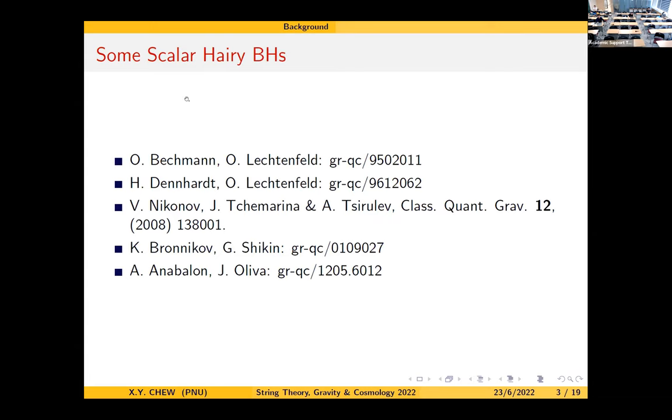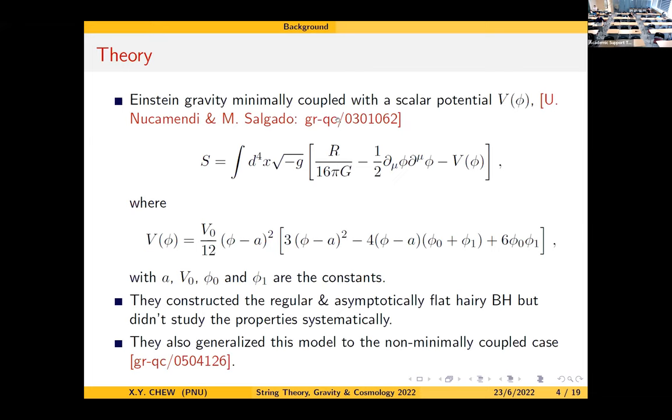And here are some scalar hairy black holes, which was done by the following authors, for example, by Olaf Lichtenfeld and then Bronnikov and Anna Ballon. They minimally couple the Einstein gravity with a scalar potential and with a specific scalar potential. In our case, we consider the Einstein gravity minimally coupled with an asymmetric scalar potential.